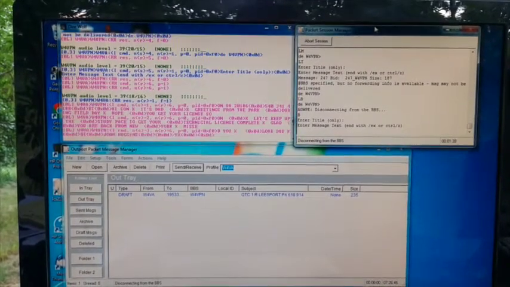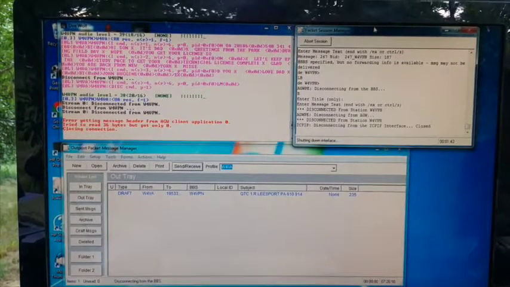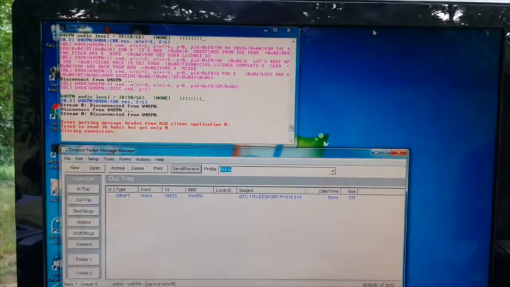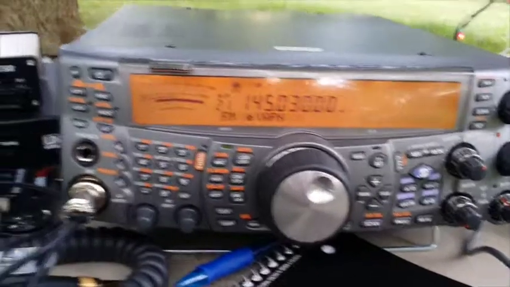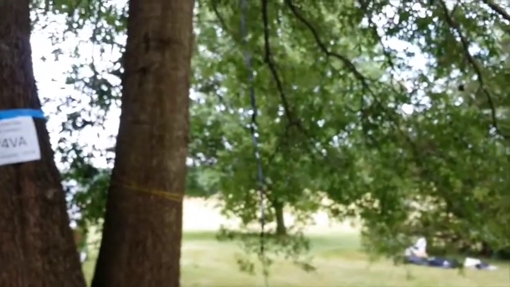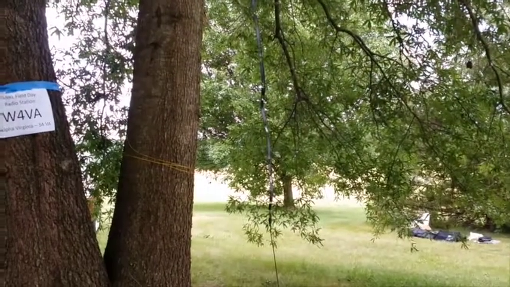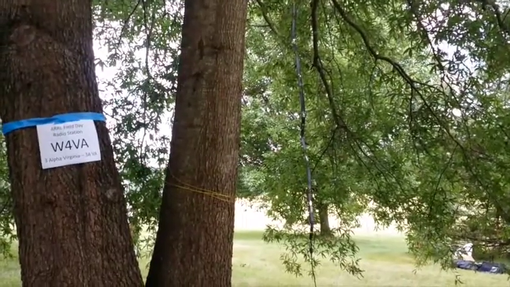Disconnecting from the BBS. And that's done, and that was done with a TS-2000, the signaling card, and Direwolf, and a J-pole antenna hanging in a tree. Worked with no problems at all.